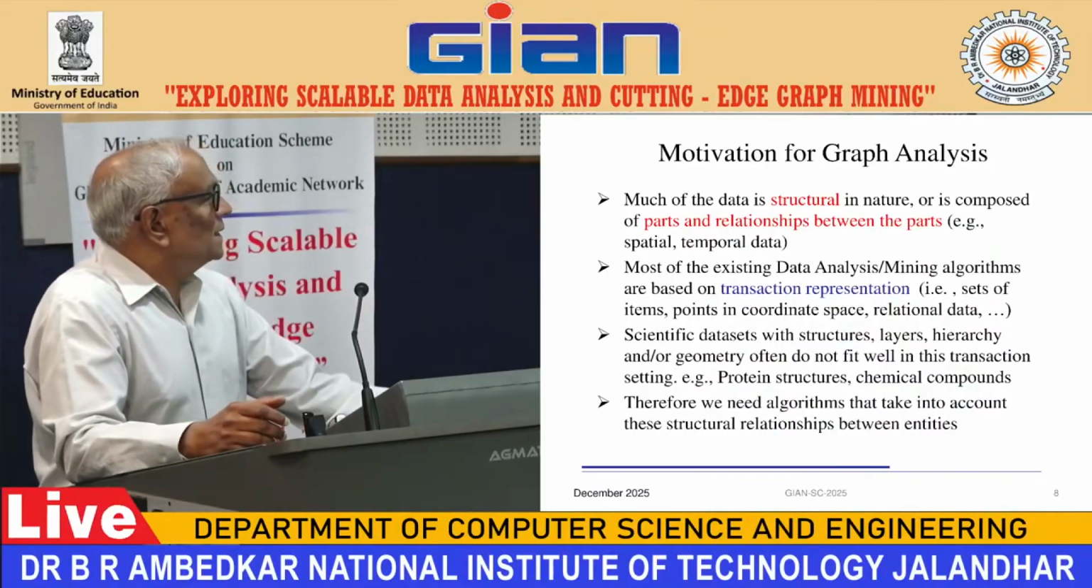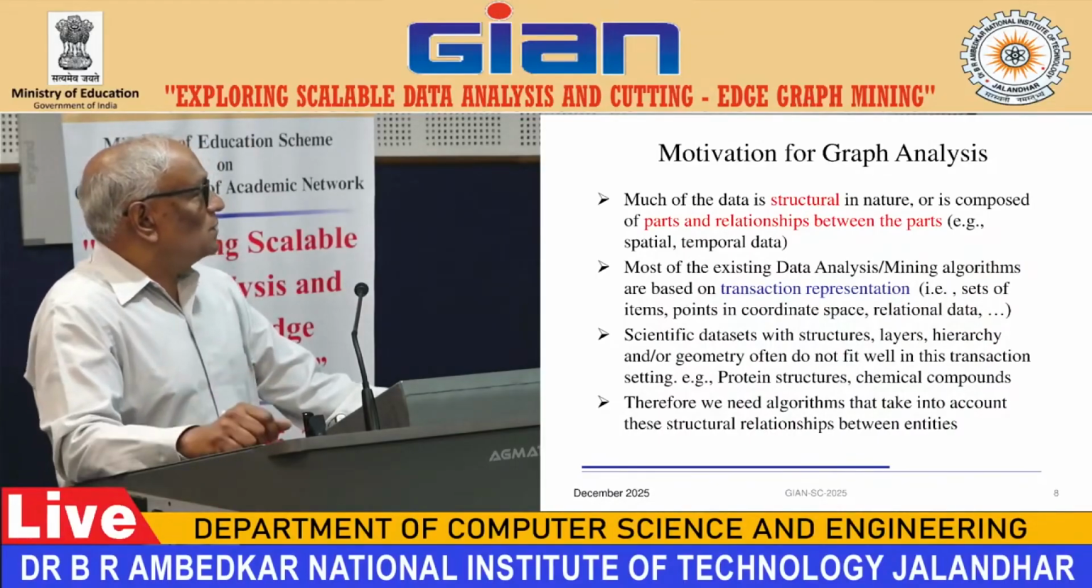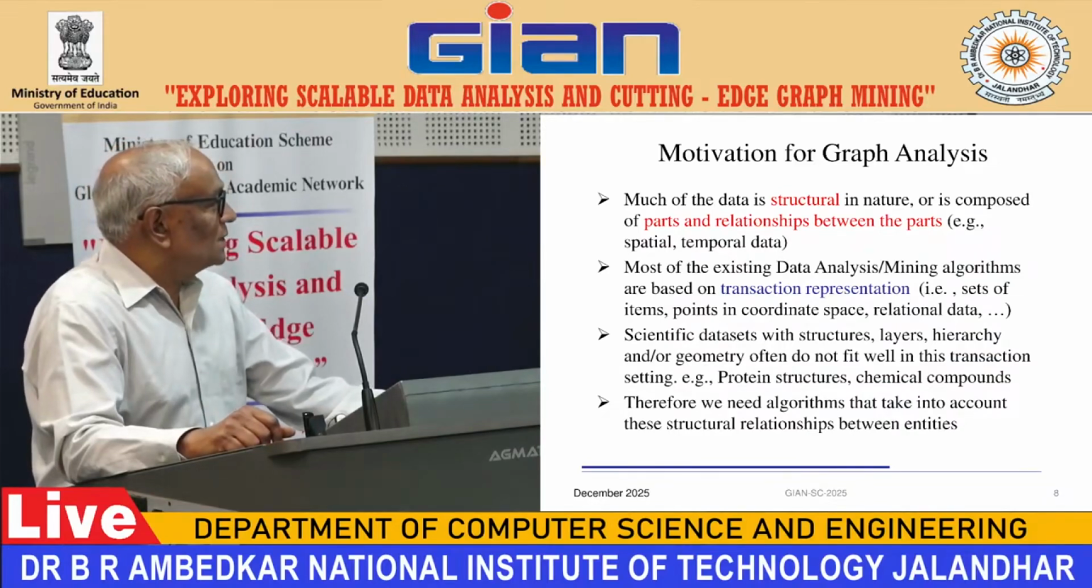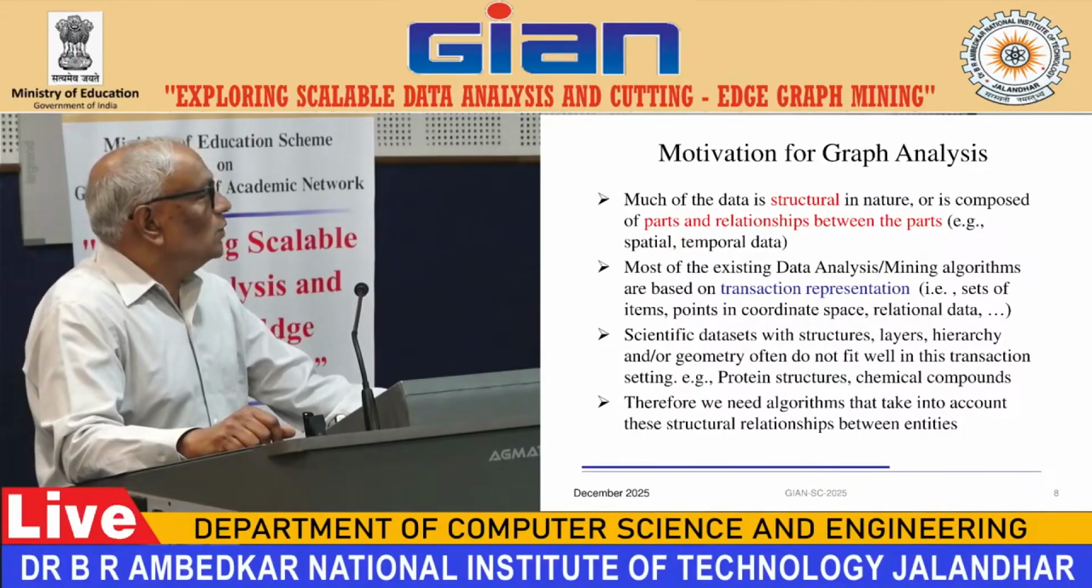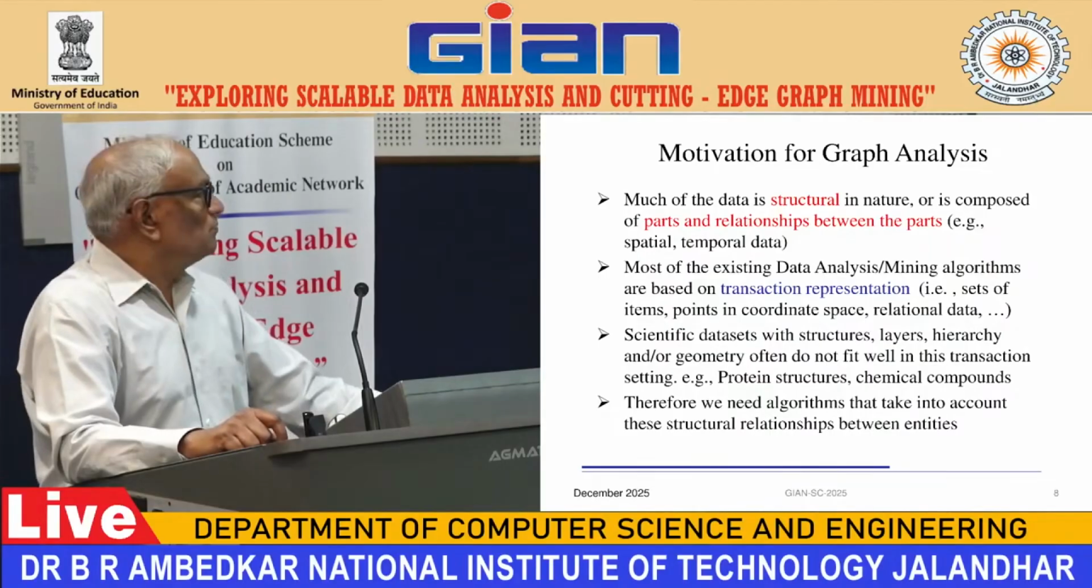Most of the existing data analysis and mining algorithms are based upon transactional representation or tabular representation. Scientific data sets with structures, layers, hierarchy, or geometry, such as protein structures and chemical compounds, often do not fit well in this transaction setting. Therefore, we need algorithms that take into account the structural relationships.